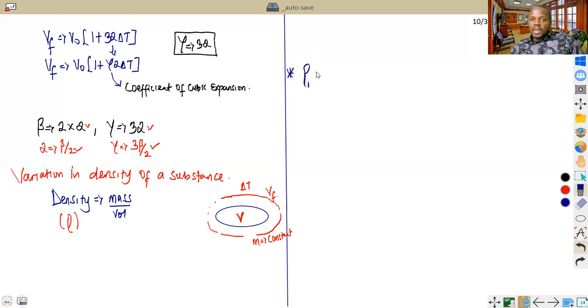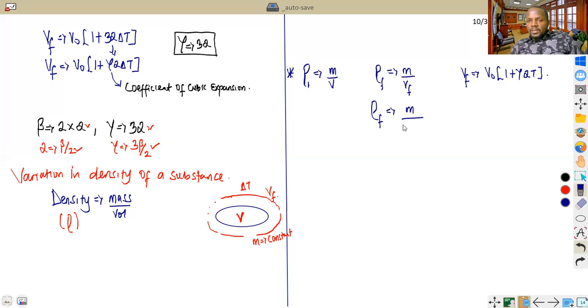So from here, we say the initial density, that is rho initial, is equal to mass over the initial volume, which I will take as V. Now, the final density I will take as rho F, is equal to the mass, the same thing, over the final volume. And the final volume will change to V naught, open bracket, 1 plus gamma change in temperature. So if we substitute that there, rho F is equal to the mass over V naught, open bracket, 1 plus gamma change in temperature.